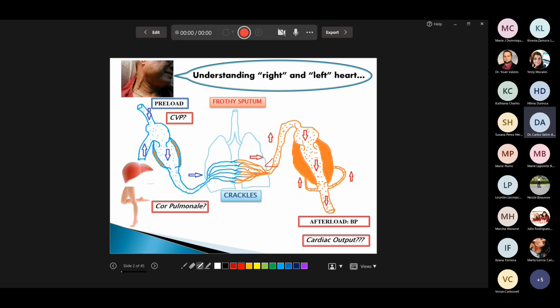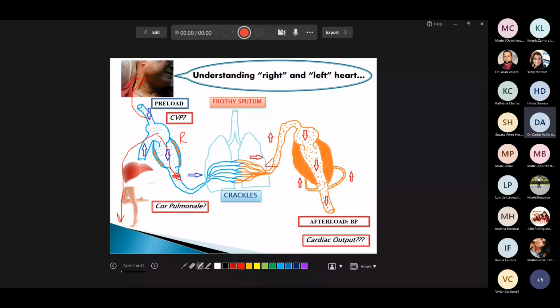So in this same primitive drawing that I did, we can also talk a little about symptoms of right heart failure and symptoms of left heart failure. This is the right heart. If this heart is failing, then there is a failure of moving the blood in this direction. So as a consequence, the blood will build up, with backflow, backward.